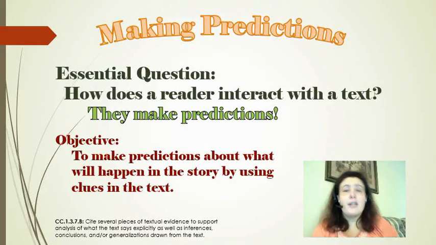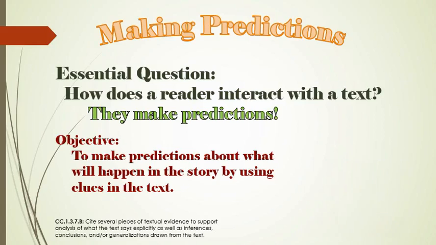So when we started today, we asked the question, how does a reader interact with a text? We've answered that question. They make predictions by using the title, the author, the pictures if there are any, and the text itself to predict what will happen next. I hope that you take time to stop the video and answer your prediction in the quiz below.